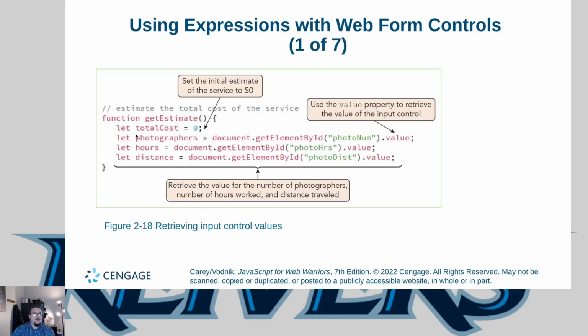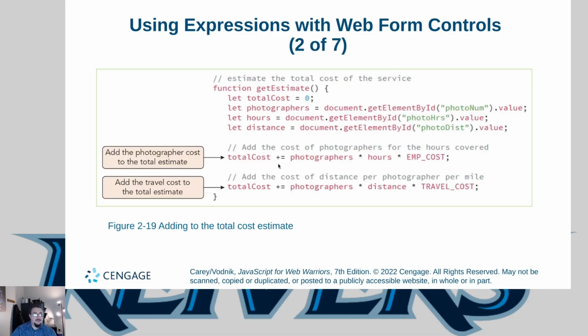In our case here, we're setting our initial estimate to 0 because we will be using these values here to multiply out. So our total cost is photographers times hours times employee cost. And then we add in our total cost of photographers times distance times travel cost. And you see here we're doing the plus equal. So we've got total cost of 0. So total cost here, we multiply these together. So let's assume these were 12, 1, and 2. So one employee at 2 hours times 12 is 24.